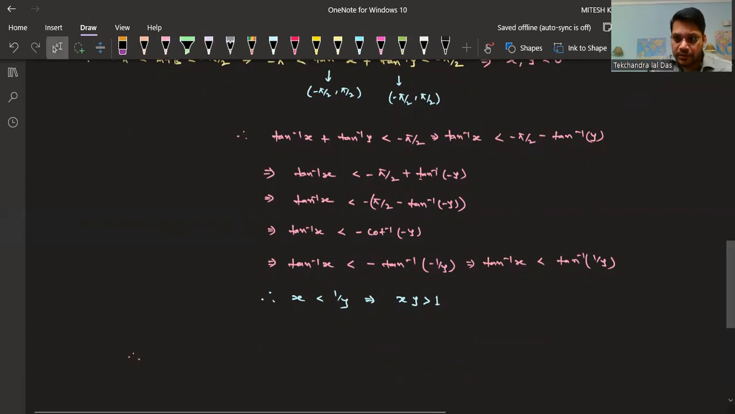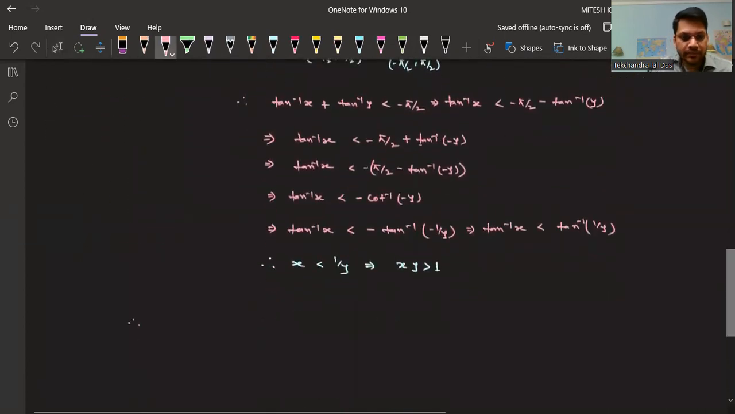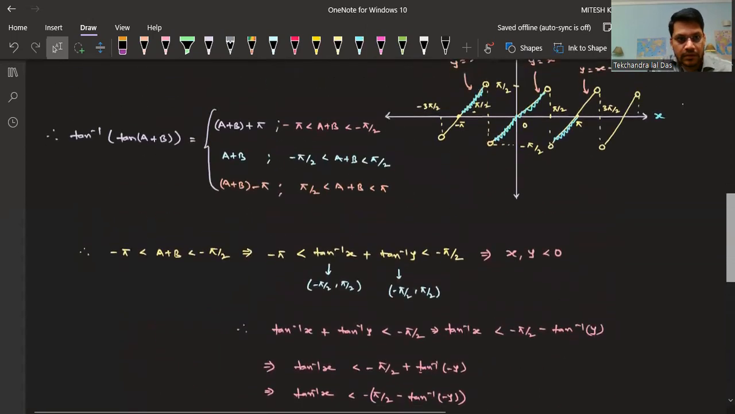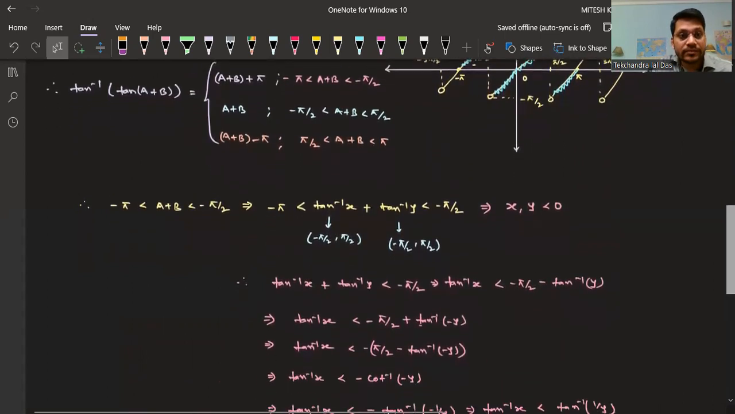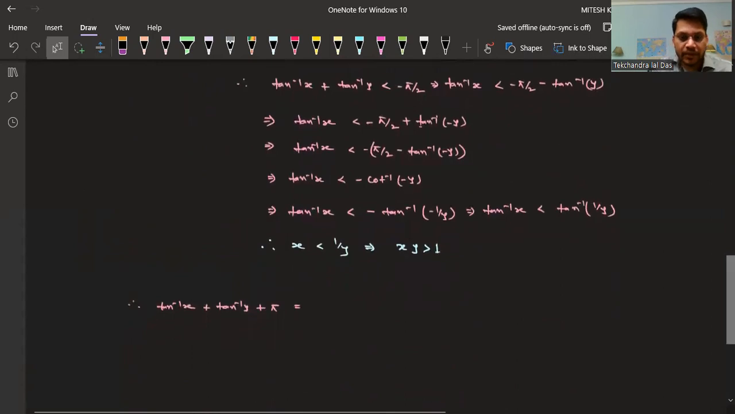Let's see the branch ones. What was the branch? The branch was a plus b plus pi. So we can say tan inverse x plus tan inverse y plus pi equals, sorry, this is a plus b plus pi. This is for minus pi to minus pi by 2. No, a plus b from minus pi to minus pi by 2.